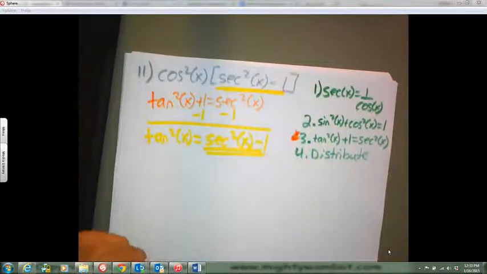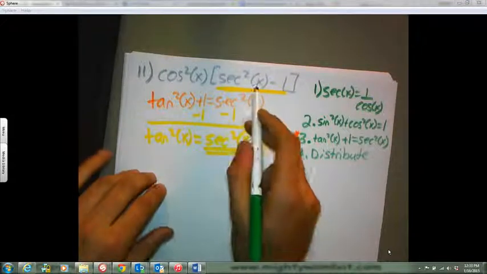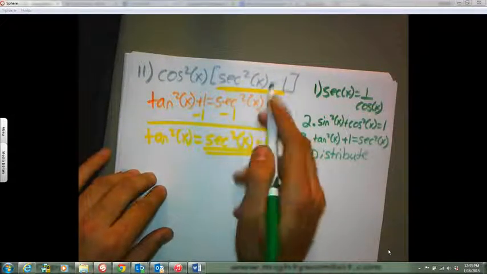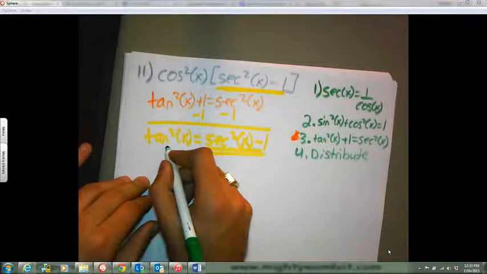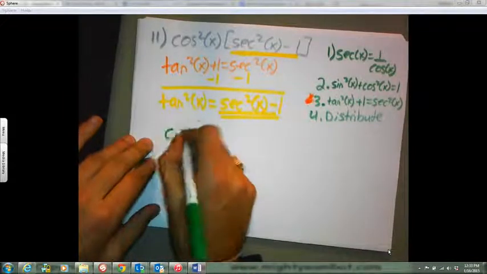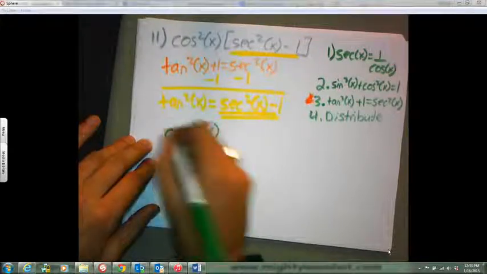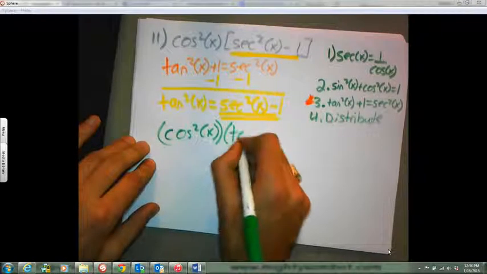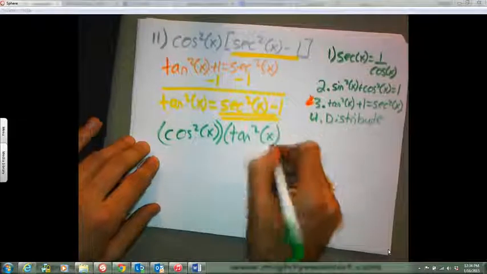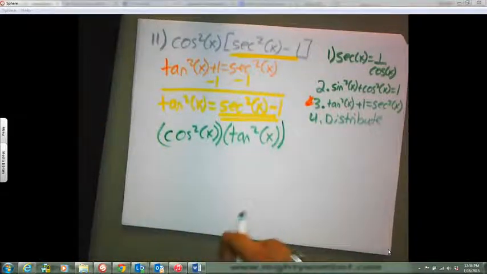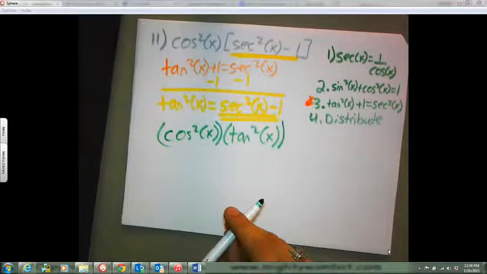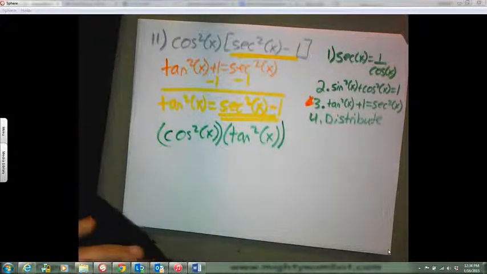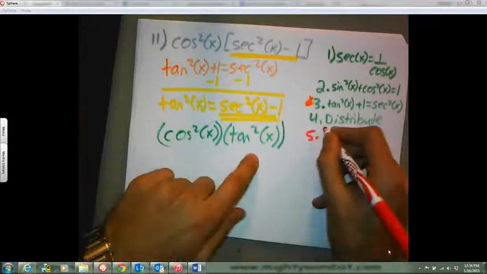So then he replaced this yellow with tangent squared. So he had cosine squared of x times tangent squared of x. He then went back to over here on the side and he said, well, I know tangent, this was his other identity he wrote down. He said, I know tangent equals sine over cosine.